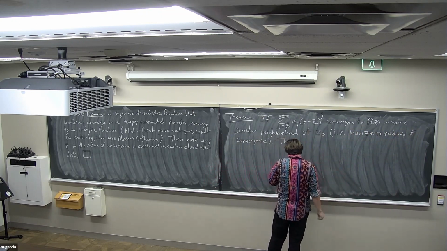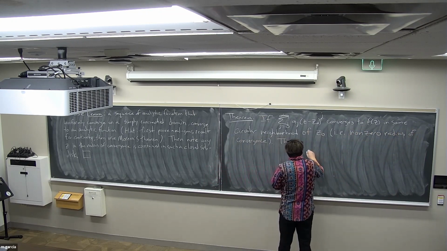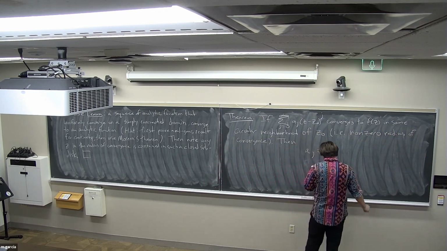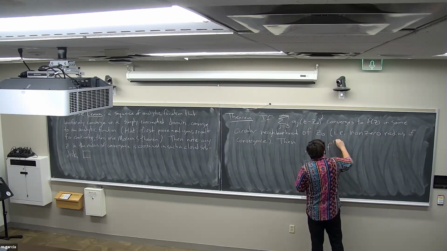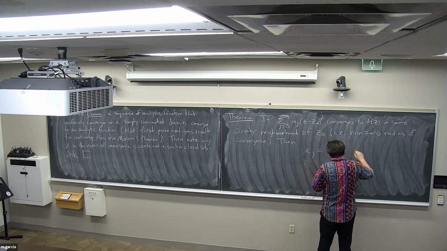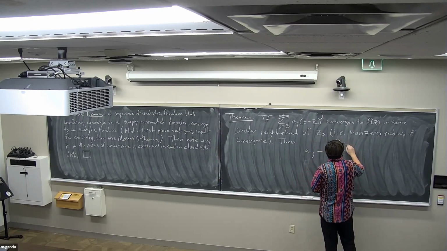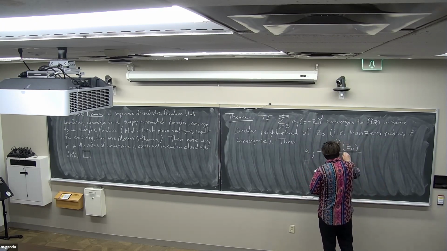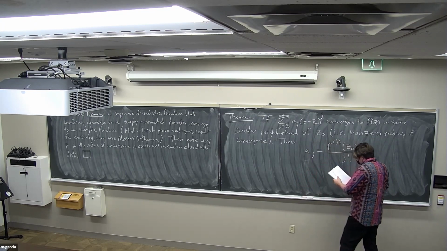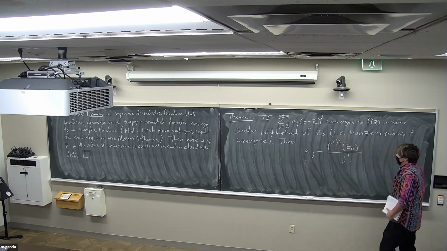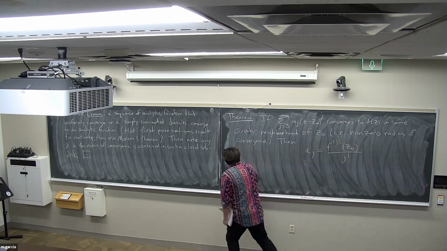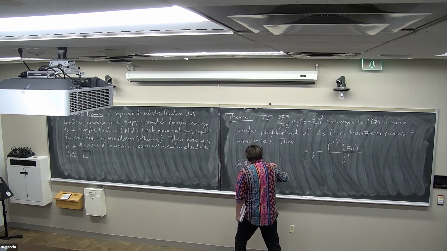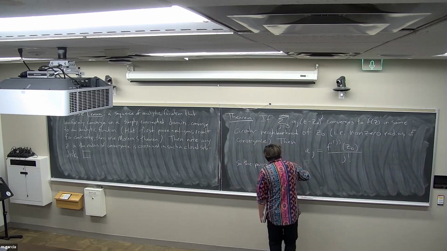Then, what can I say? The coefficient a sub j is just what you would expect: the jth derivative of f evaluated at z naught divided by j factorial. So the power series was a Taylor series all along.